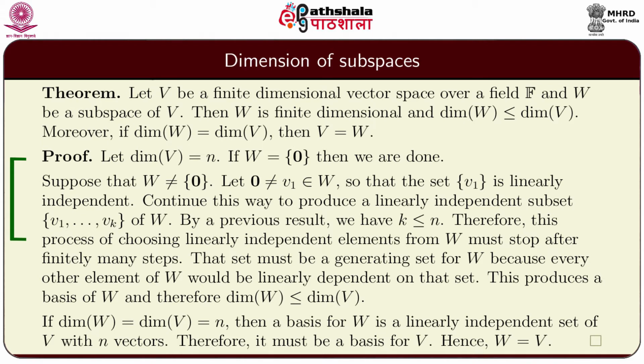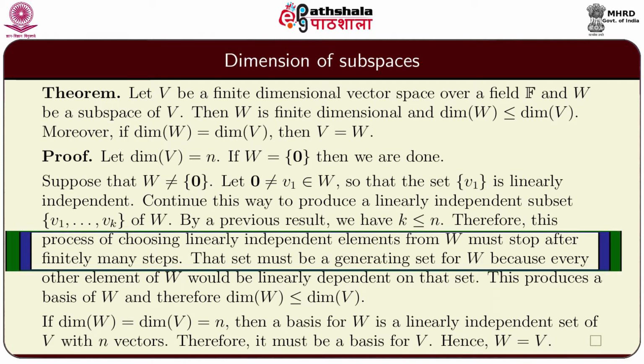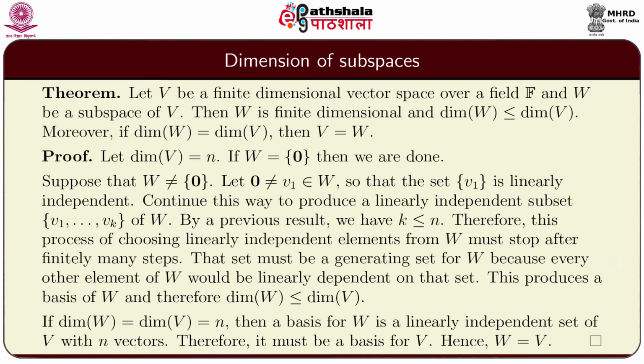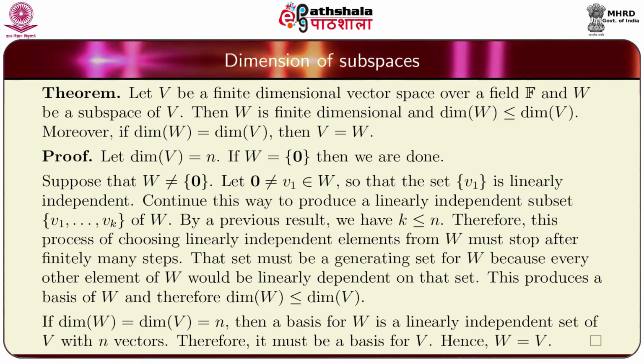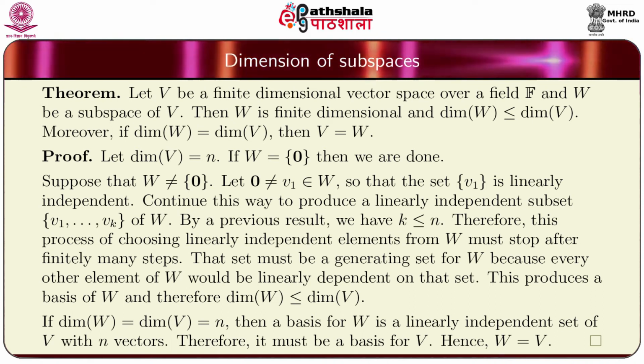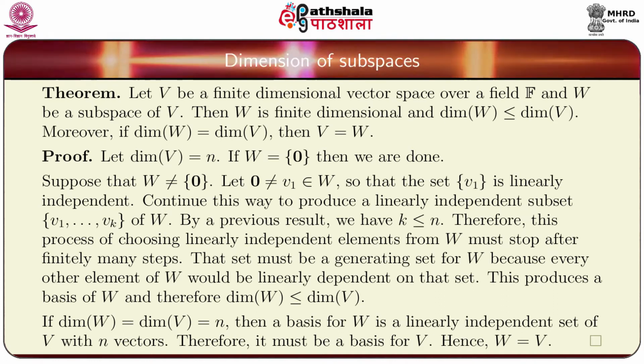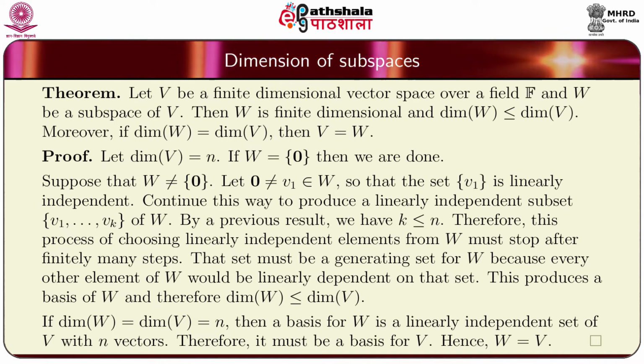We know that since dimension of V is n and {v1, v2, ..., vk} is a linearly independent subset of W of size k, therefore k can be at most n. Therefore, this process of choosing linearly independent elements from W has to stop after finitely many steps. That is, we must reach a state where we have a linearly independent subset of W, and if we try to increase that set, we get elements which are linearly dependent on these elements. Then it has to be a generating set for W, because every other element of W would be linearly dependent on that set, and that produces a basis of W.